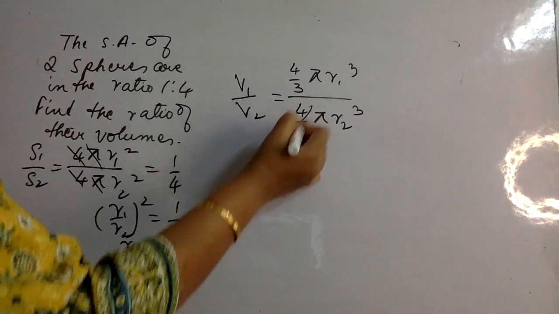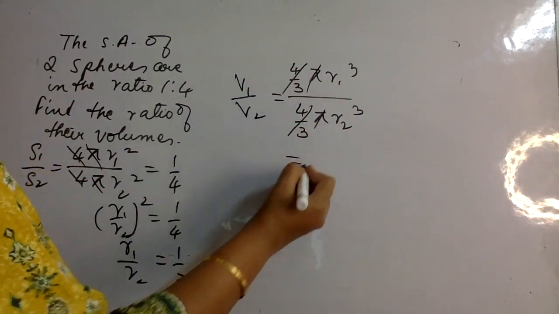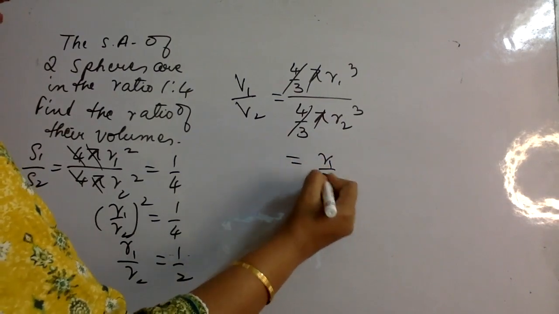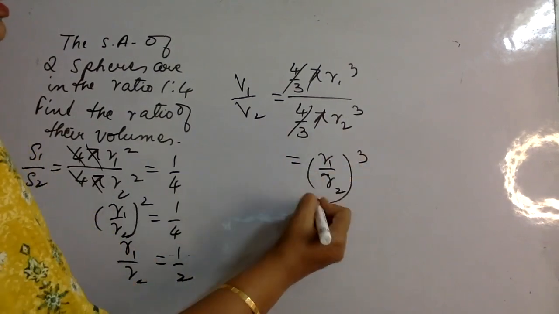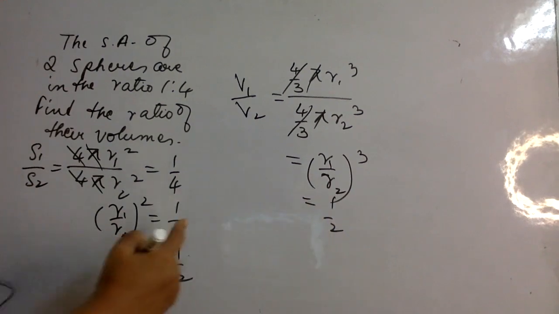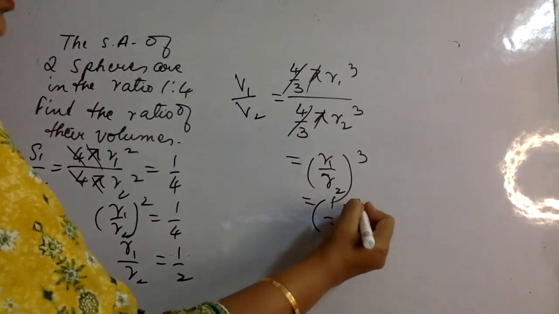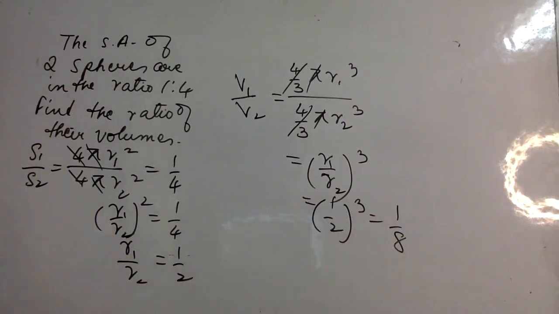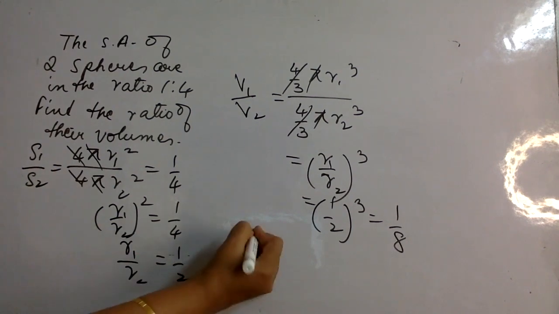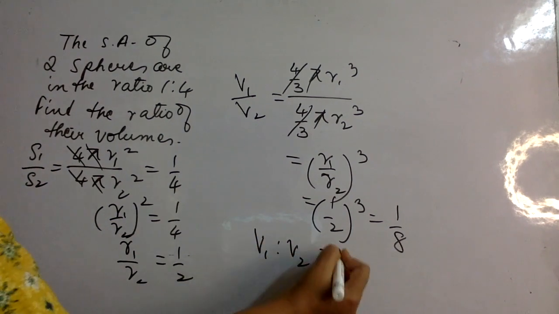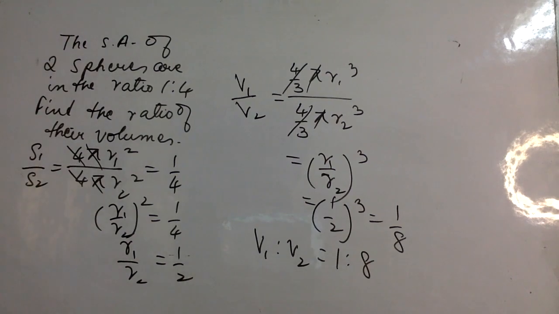Okay, and now this cancels. Yes, so (R1 by R2) cube, I'll put 1 by 2 here. I'll just substitute from here. (1 by 2) cube, that is 1 by 8. Therefore V1 is to V2 is 1:8.